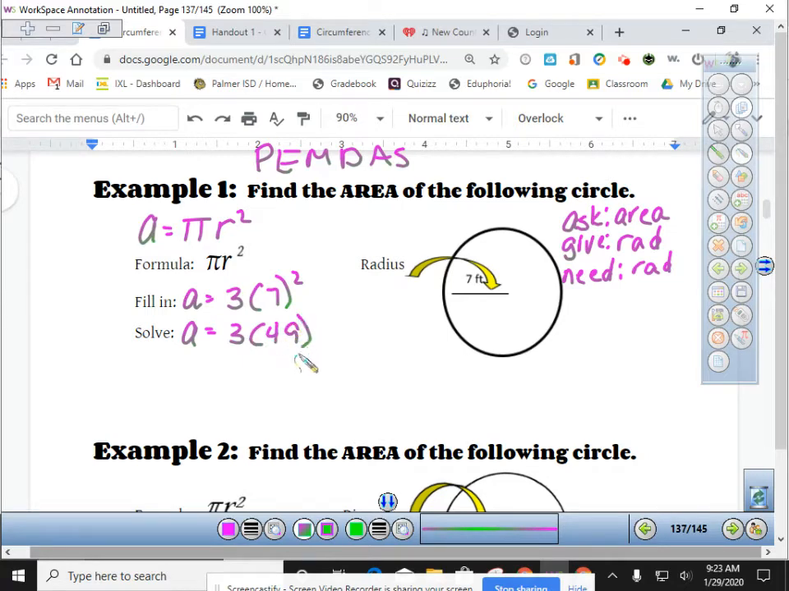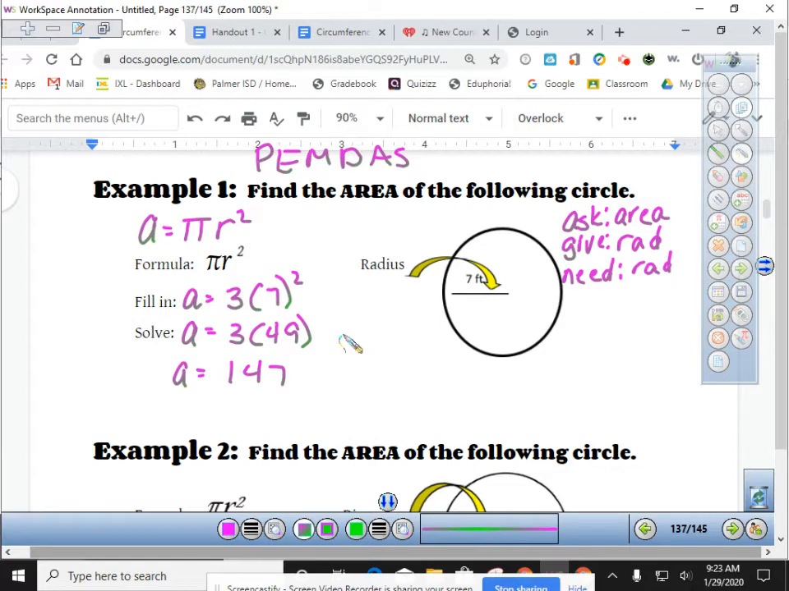3 times 49. Good, and then you get 18, 27, 46. Exponent, Angel. 147. 147. Give me a minute to let it sink in.